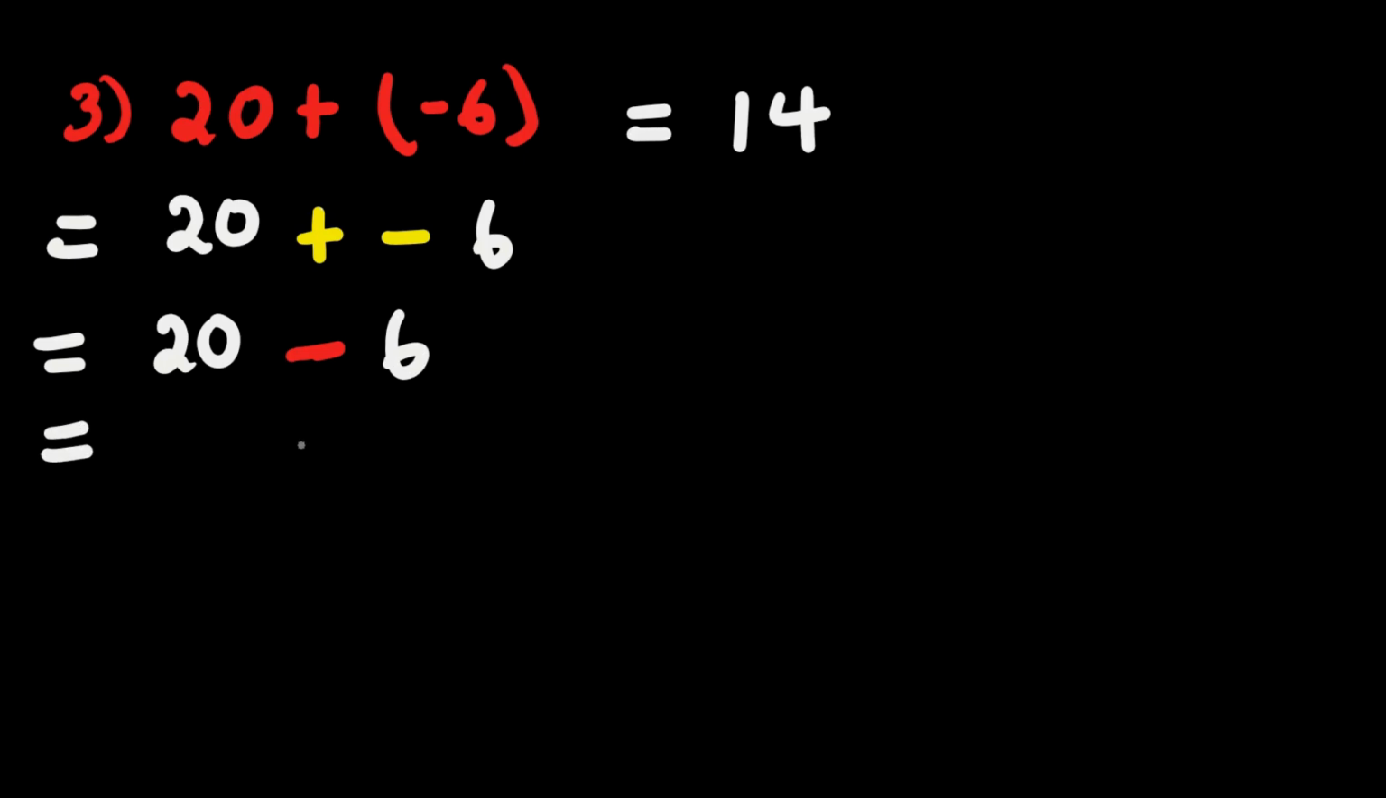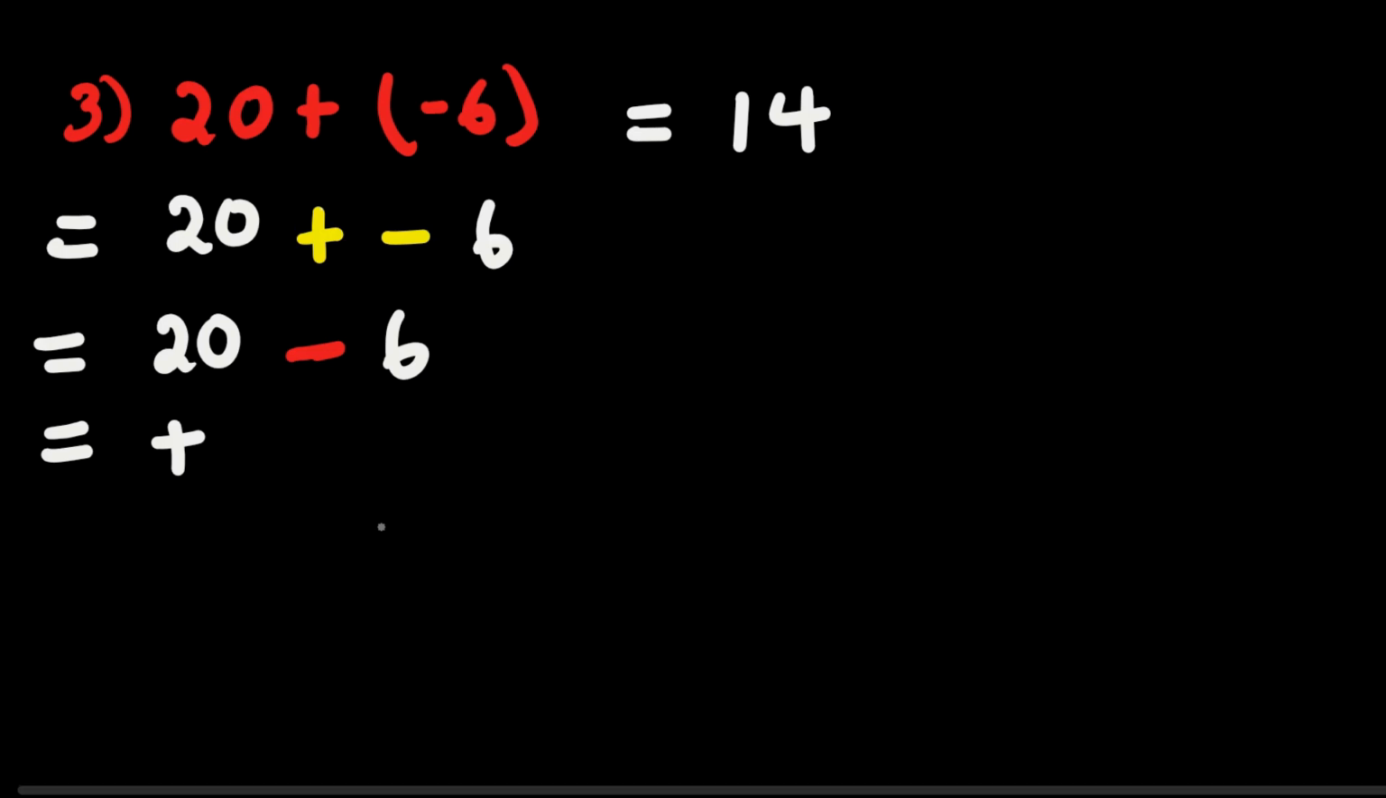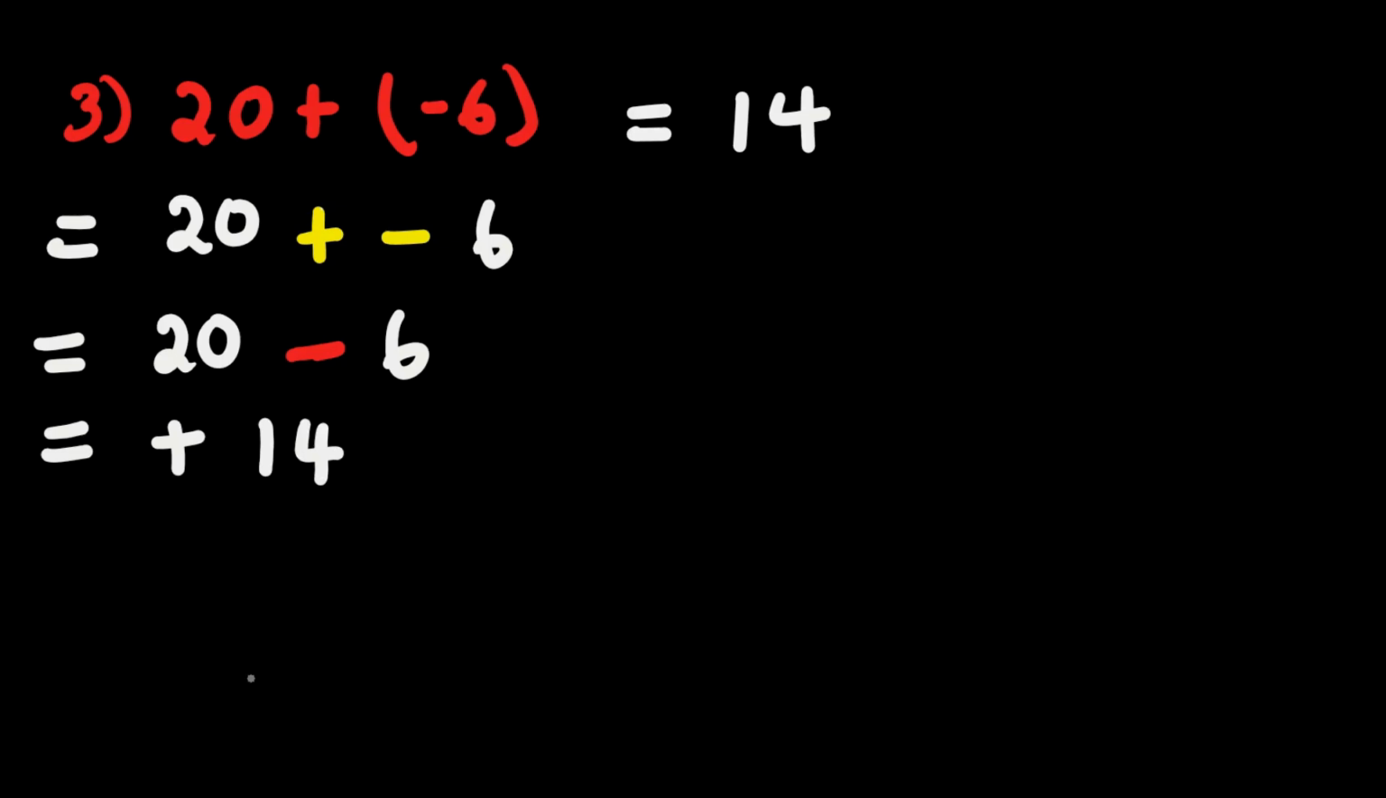And from here, it should be easier for us. From the 2 numbers, which one is the bigger number? It's 20, right? And 20 carries a positive sign. So from 20, we subtract 6. So meaning it's 20 minus 6. So the answer is 14. And this is the final answer. Same as this one.